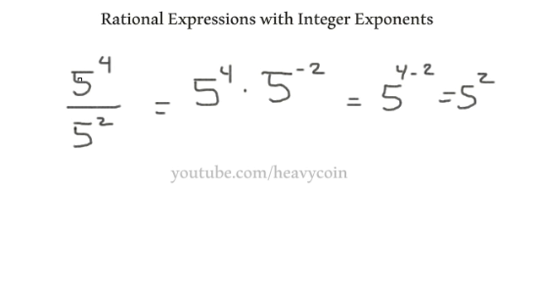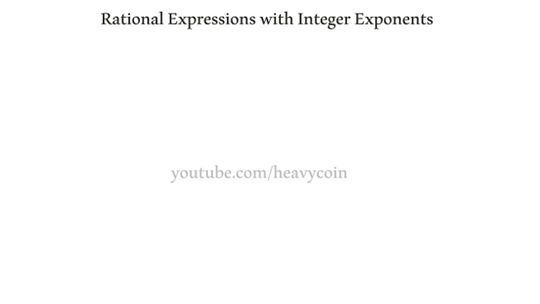We have 4 5's in the numerator and 2 5's in the denominator, and we just canceled 2 of them out of the denominator and 2 out of the numerator, and you were just left with 5 squared. Alright, that makes sense, hopefully.